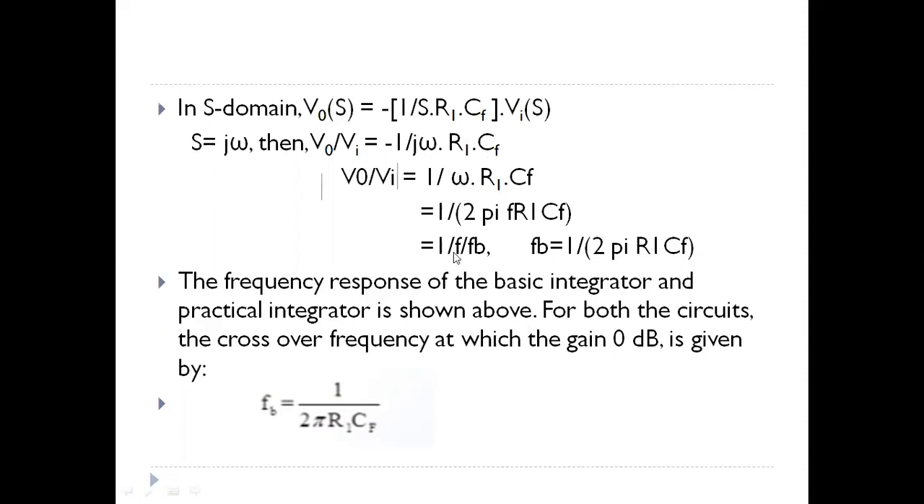So that is 1 by, we can also write it as 1 by f by fp, where fp is equal to 1 by 2 pi R1 into CF. That means 2 pi R1 CF is equal to fp here. So V0 by Vi is equal to 1 by f by fp. So this is the frequency at which we can get the cutoff region.